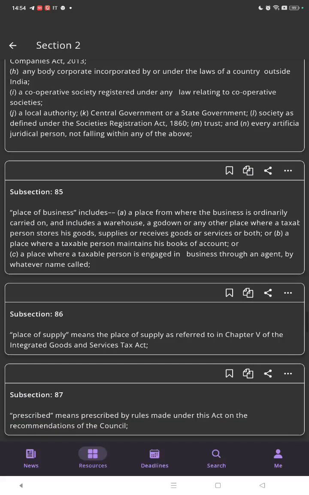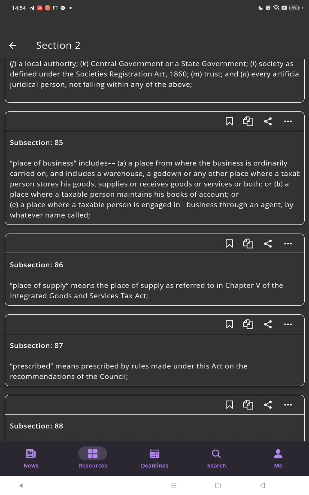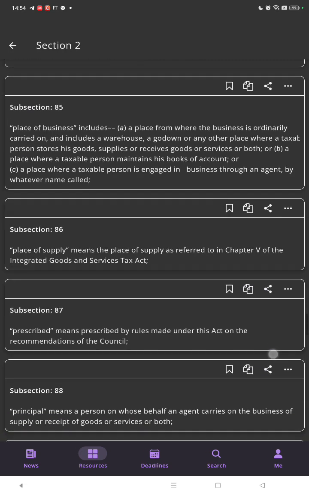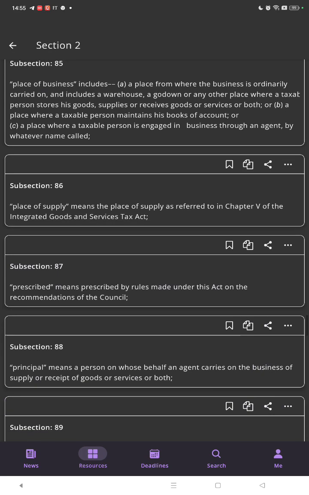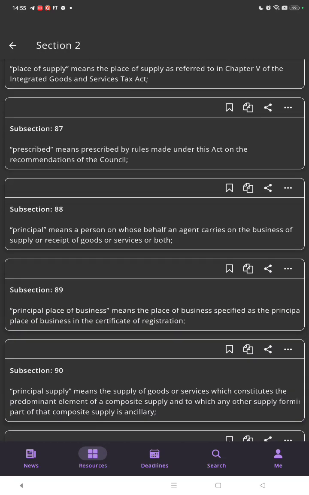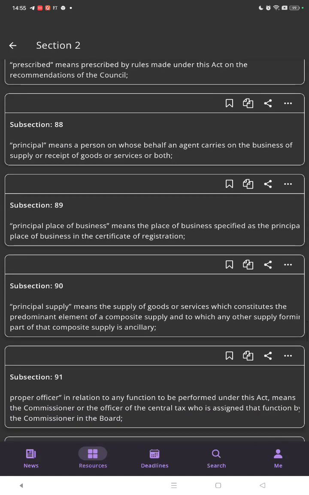Subsection 86: place of supply means the place of supply as referred to in Chapter 5 of the Integrated Goods and Services Tax Act. Subsection 87: prescribed means prescribed by rules made under this Act on the recommendation of the Council. Subsection 88: the principal means a person on whose behalf an agent carries on the business of supply or receipt of goods or services or both.